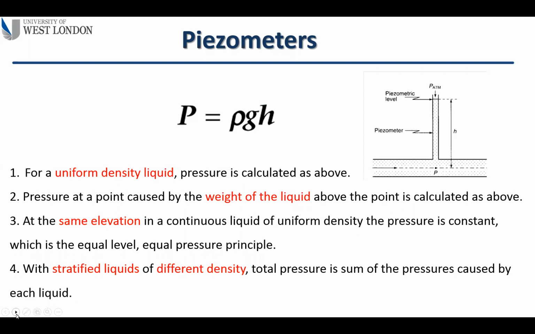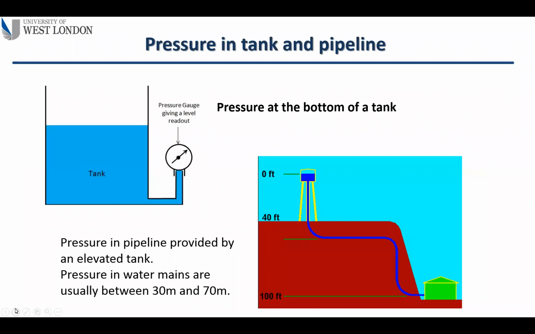With this introduction, if we look at the situation of a tank, for example, in the figure on the top left, we normally use a pressure gauge to measure the pressure at any point in a tank. For example, at the bottom of the tank, the pressure gauge shows the pressure due to the whole depth. The figure on the right-hand side is the representation of the pressure for water supply for any household or any users connected in a water system.